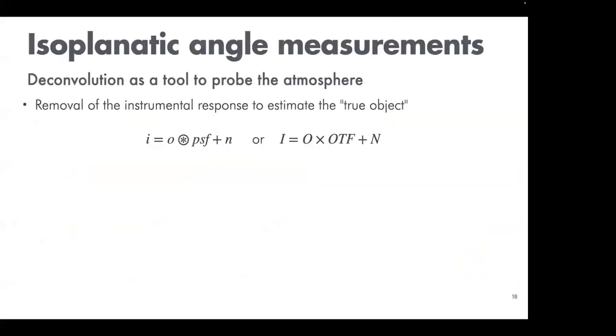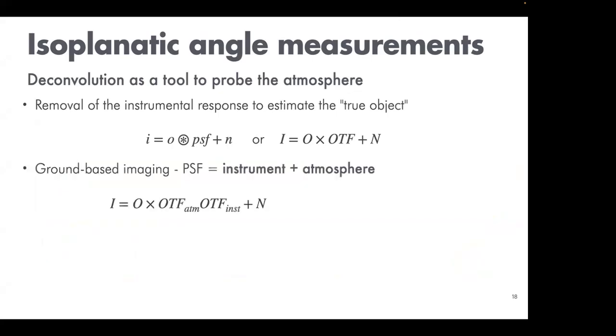Yeah. So okay, maybe I should have asked: is everyone familiar with the isoplanatic angle? Okay. So usually we use deconvolution to remove, say, the instrumental response of your system and get back to an estimate of the true object or to improve your contrast. But the thing in ground-based imaging is that your PSF contains of course the instrumental response, but there's also an imprint of the atmosphere in any ground-based image that you take, which means you can now use deconvolution as a tool to probe the atmosphere.